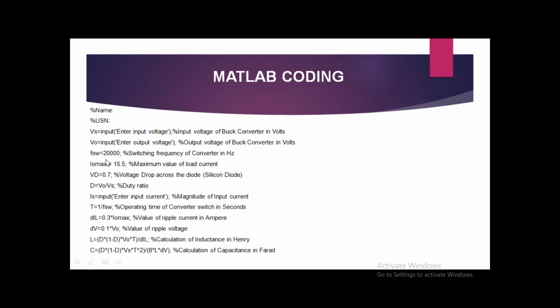We have fixed the switching frequency of the converter at 20,000 Hertz. And the value of I0 max is 15.5 amperes, which is the maximum value of load current. And we know that the diode voltage of silicon is 0.7 volt. After that, we have used the formula of duty ratio, which is output voltage by input voltage. After that, we have taken the magnitude of input current IS, and we have calculated the operating time of the converter in seconds by using the formula T equal to 1 by 20,000 Hertz.